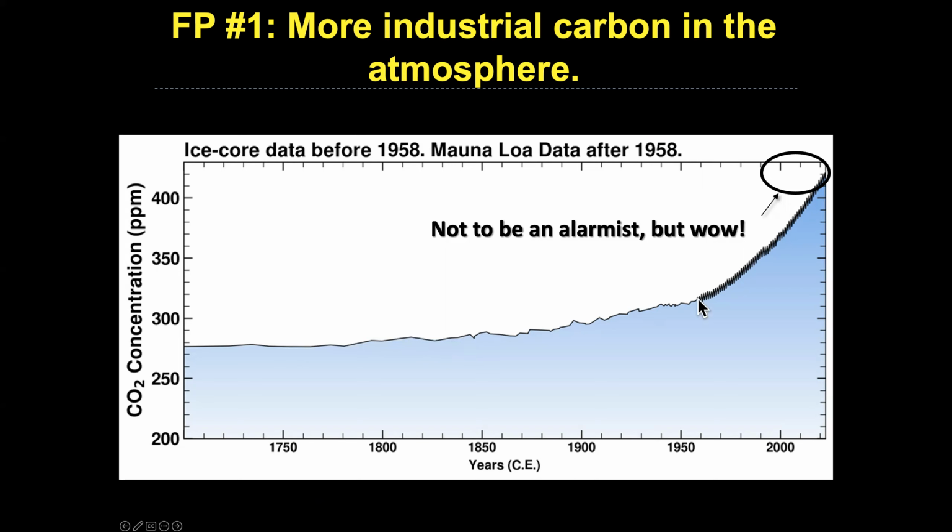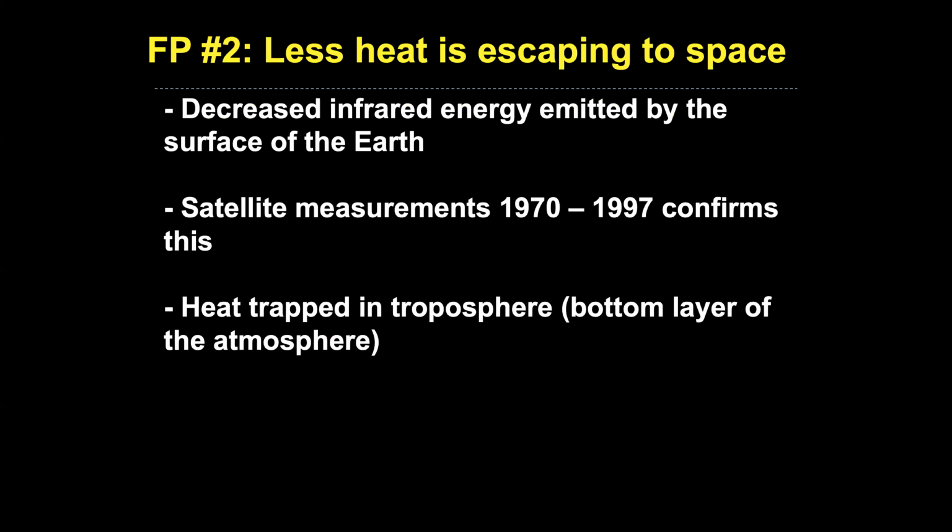And then in 1958, we began to measure it rather well. And that increase has been pretty dramatic since then. Less heat is escaping into space. Remember, we're making the blanket thicker, right? We mentioned that earlier. Therefore, you're trapping more of the heat into the bottom layer of the atmosphere, which is referred to as the troposphere.